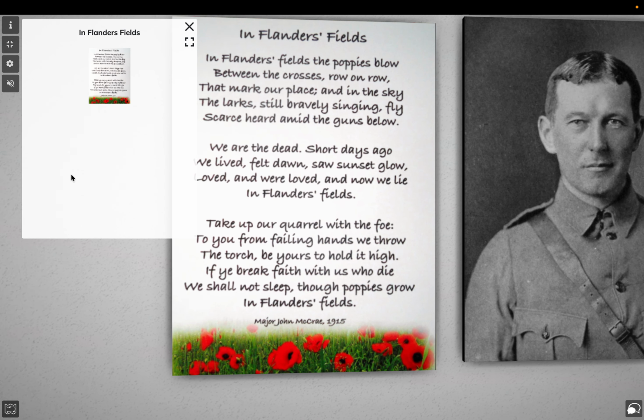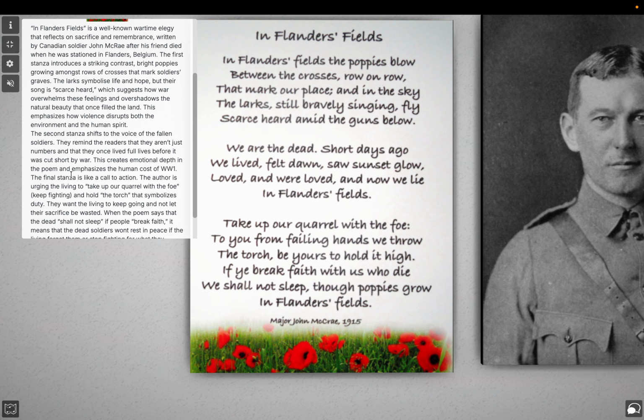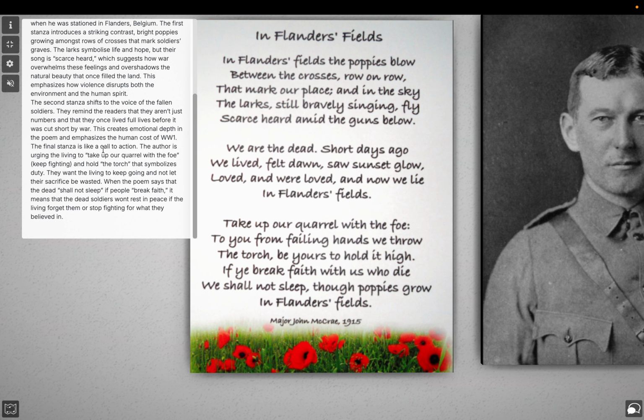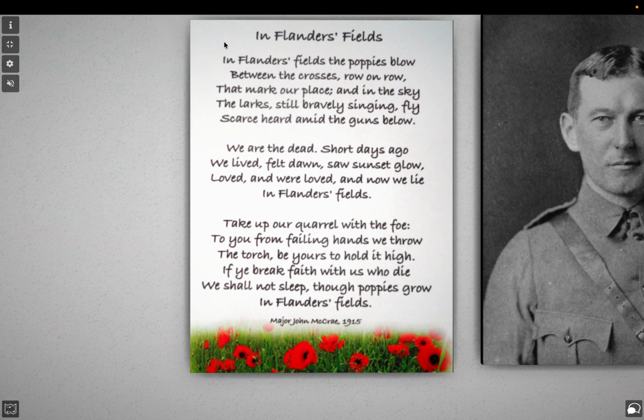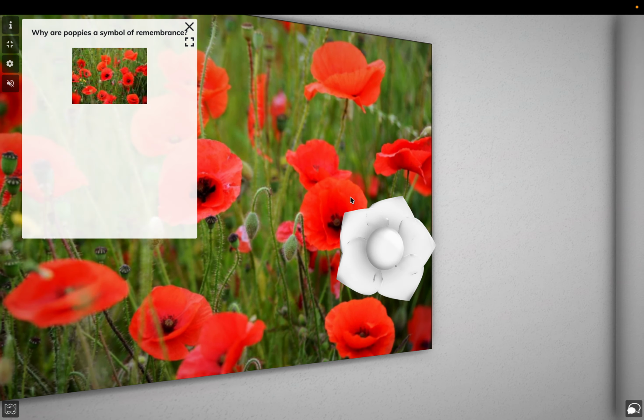So this is a poem written by John McCrae, who's a Canadian Commonwealth soldier, and he served in Flanders and Belgium. And he is talking about the fallen soldiers, saying please don't forget us. And then he's also showing us the contrast between the dead bodies and these beautiful poppies that have appeared in no man's land. Why do poppies appear in no man's land? I'll tell you. So, this is a model of a poppy, by the way.